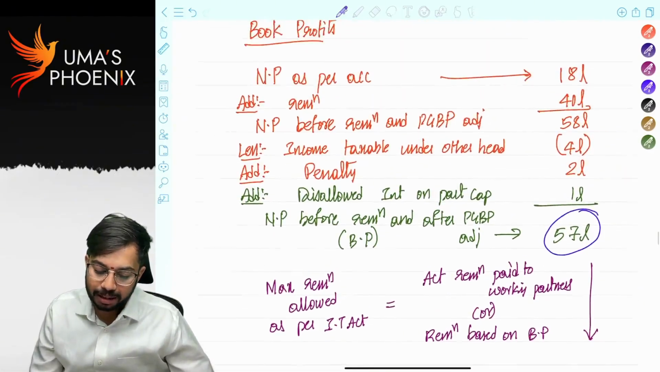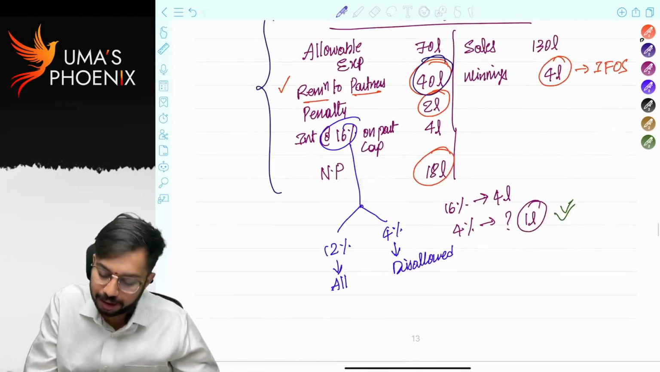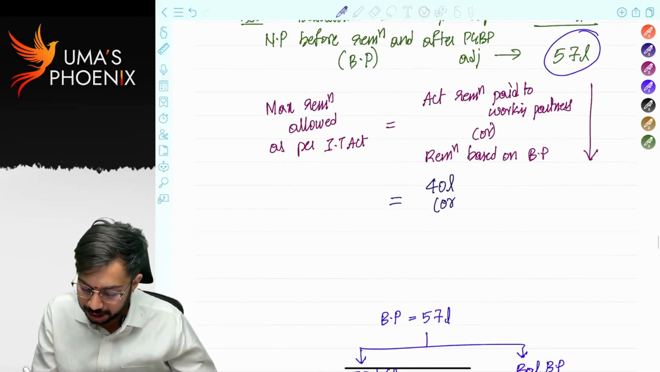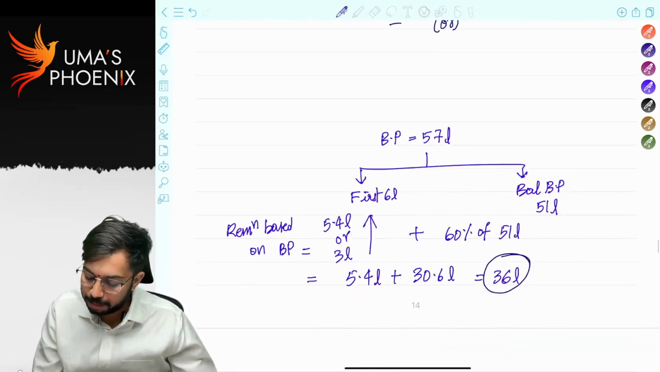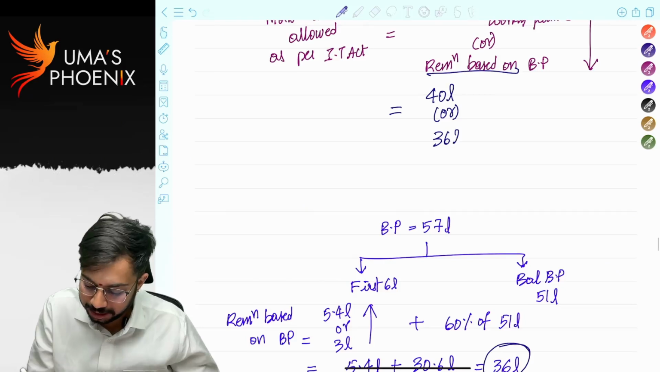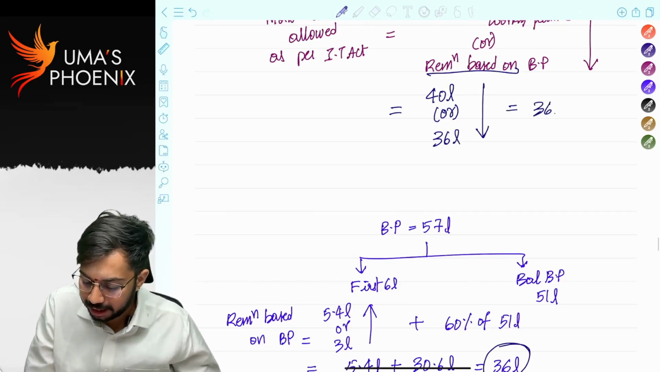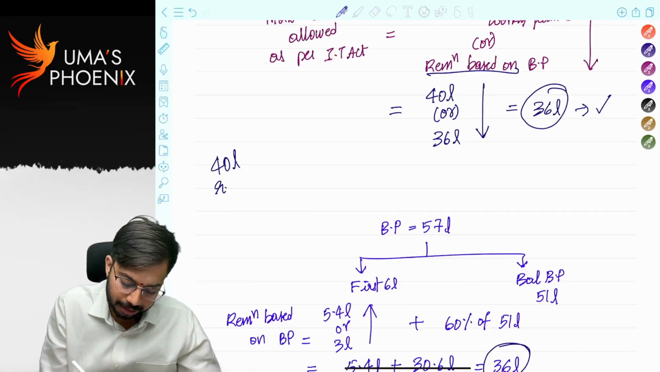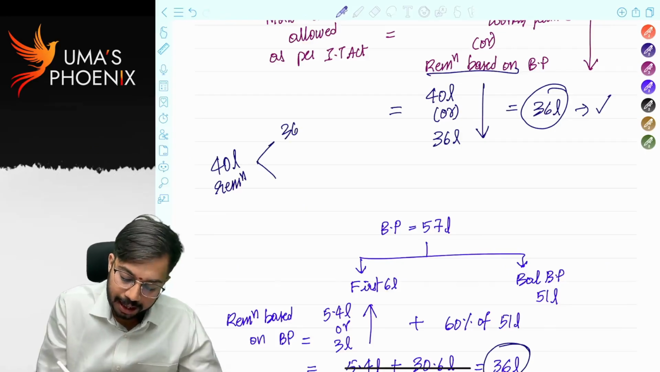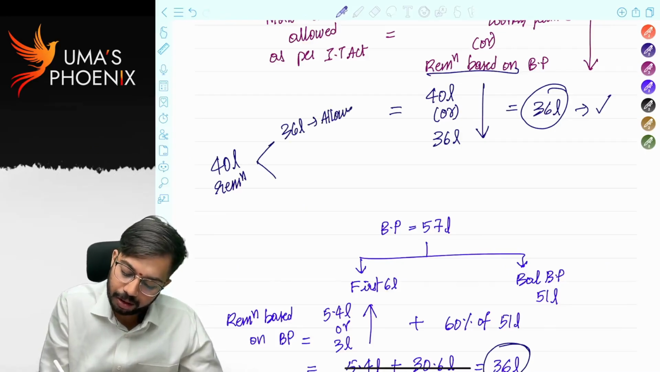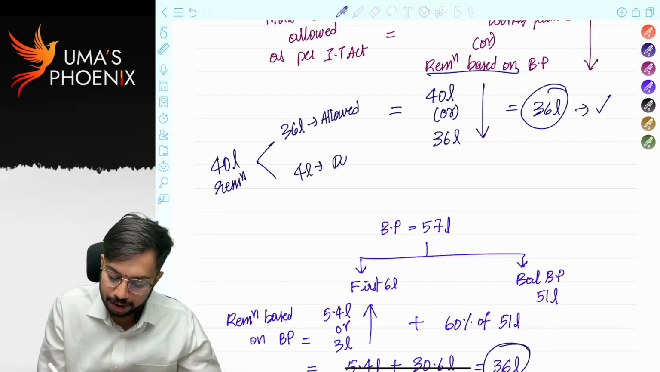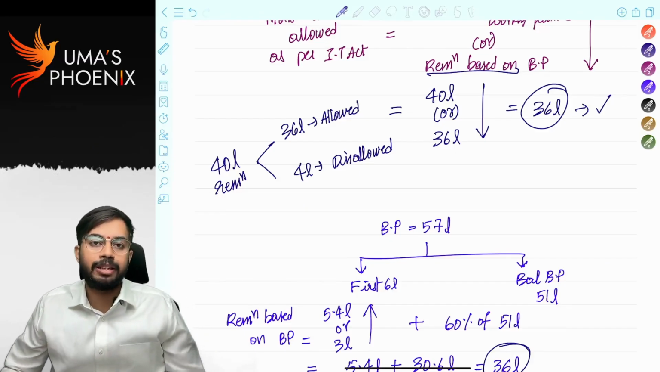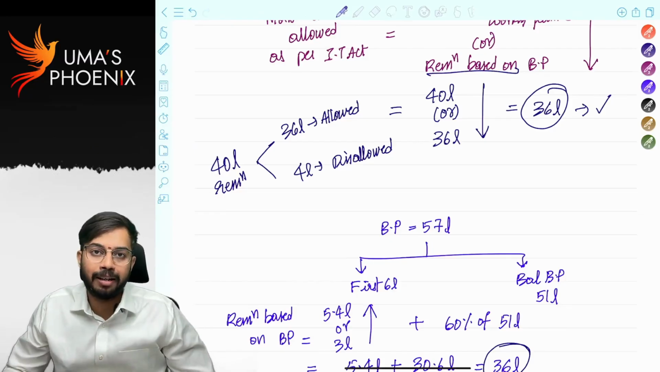Now tell me, how much is actual remuneration? Actual remuneration is 40 lakhs. So actual remuneration paid to working partners is 40 lakhs or remuneration based on book profits. How much are remuneration based on book profits? 36 lakhs. Whichever is lower means 36 lakhs is allowed as deduction. So out of 40 lakhs remuneration, 36 lakhs is allowed, 4 lakhs is disallowed. Now are you able to understand how to calculate book profits and how to calculate maximum remuneration allowed to partners? Good.